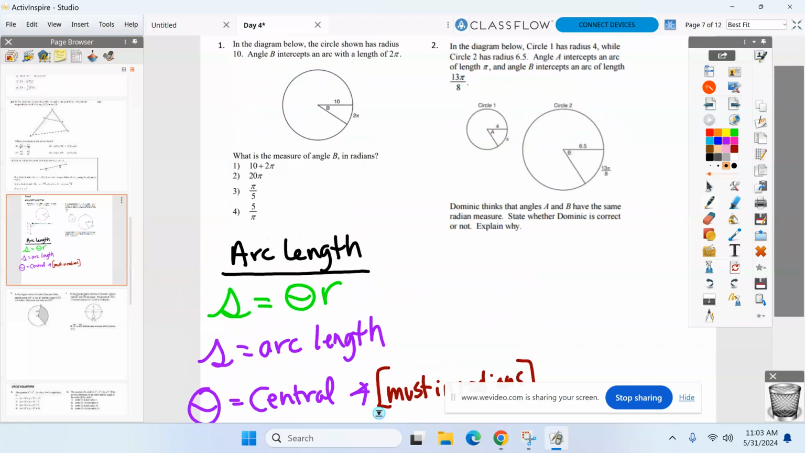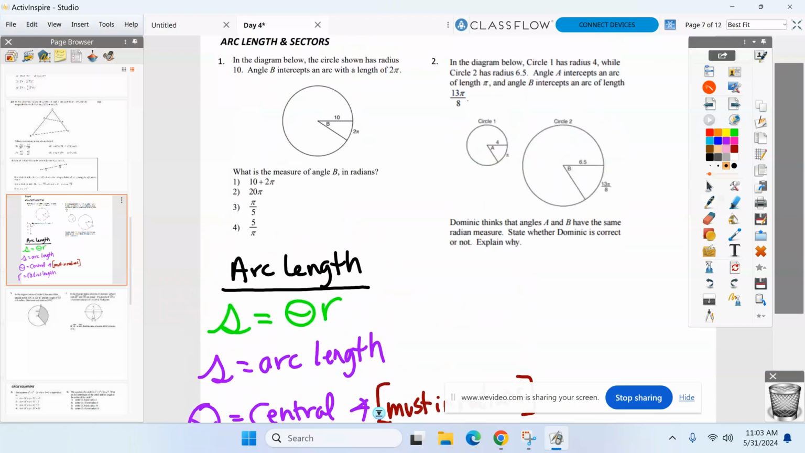So go back to problem number 1 now. How do I know I need this formula? You read the directions right away. It says the arc length is 2 pi. Okay, arc length. We're dealing with arc length. It's got to be SOR. And I'm going to turn this over to you guys now so you can substitute in the 2 pi and the 10 correctly. So identify arc length.